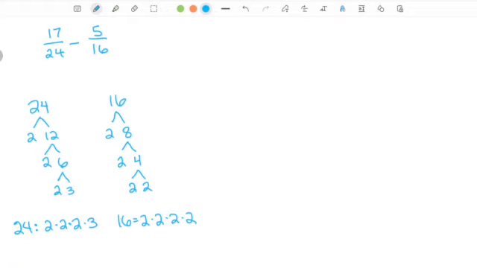All right, so now I'm going to rewrite these fractions, but use the prime factorization as my denominators. So I have 17, and instead of writing 24, I'm going to go ahead and do 2 times 2 times 2 times 3. I'm subtracting from that 5/16, which I'm going to write as 2 times 2 times 2 times 2. I'm going to check out what each one has in common. I see that 3 2s are what they all have in common.